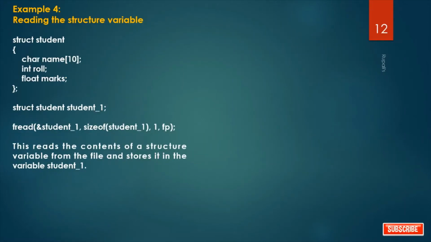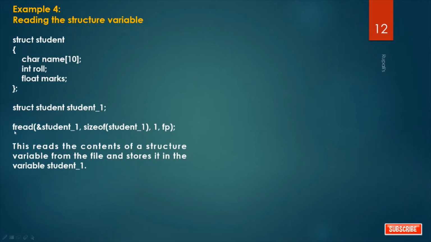Example 4. Reading the structure variable. So I define one structure student. There is one character array for name, one integer variable roll number, and one float variable marks. Now I declare one variable student_one of type struct student.